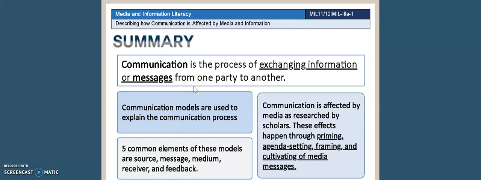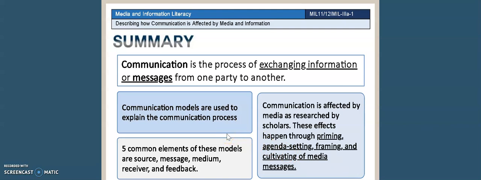Remember, communication is the process of exchanging information or messages from one party to another. Communication models are used to explain the communication process. Five common elements of these models are source, message, medium, receiver, and feedback.